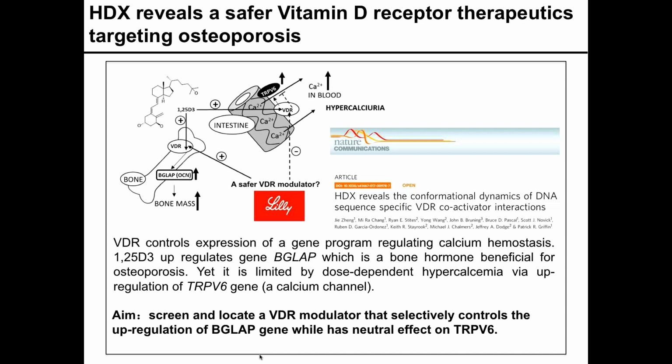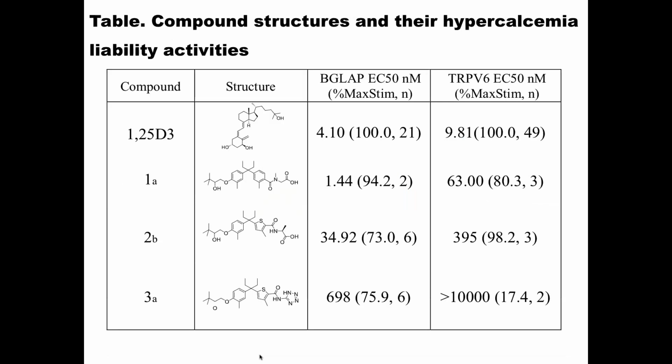So we collaborate with Lilly, and they provide dissociated compounds which can only activate the Big Lab gene while minimizing activation of HIVE-6. We screened a lot of compounds, and finally they gave us 3 compounds for direct comparison with 1,25D3: compound 1, 2, and 3. In this case you can see very selective, dissociated profiles between the Big Lab and HIVE-6 gene activation programs.